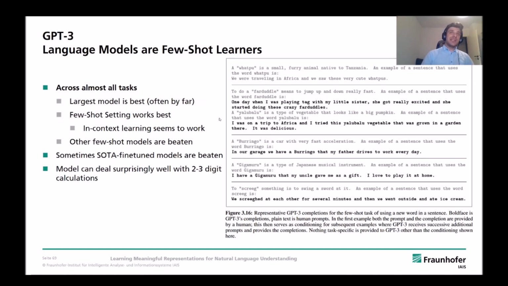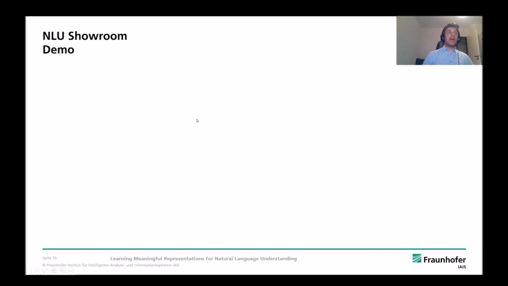Now, last but not least, I want to show you our NLU showroom. I want to give you a demo of what you will be able to do in the NLU showroom. As I said, we will be expanding the NLU showroom over time. We will add datasets, annotated datasets, which we ourselves annotate, and also models to the showroom. So we hope that it will be a valuable resource, especially for natural language understanding in the German language.